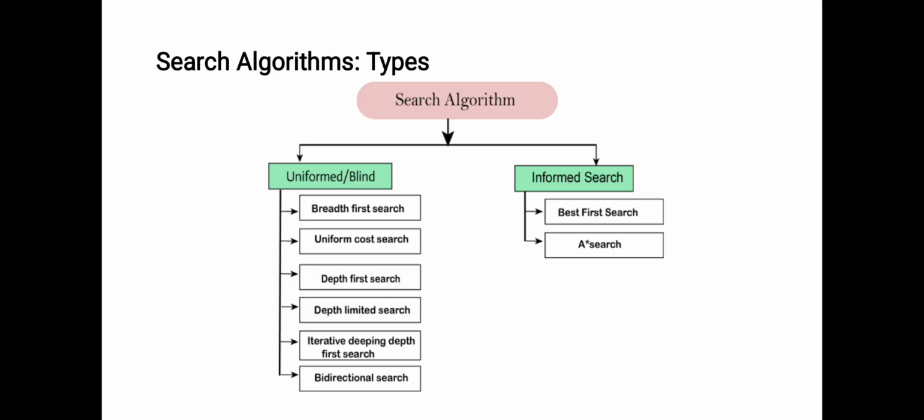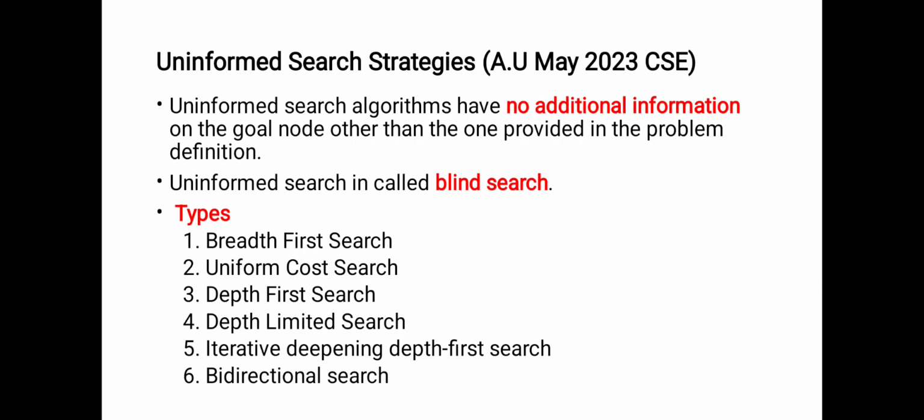Whereas in uninformed search, we do not know any information about the goal node. It is also known as blind search. The uninformed search algorithm has no additional information on the goal node other than the one provided in the problem definition. There are various types of uninformed search algorithms: breadth first search, uniform cost search, depth first search, depth limited search, iterative deepening depth first search, bidirectional search, etc.